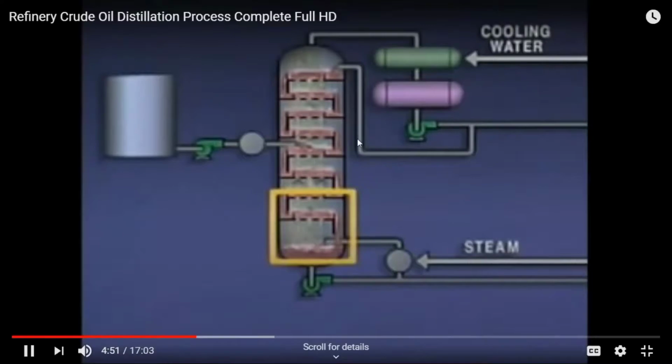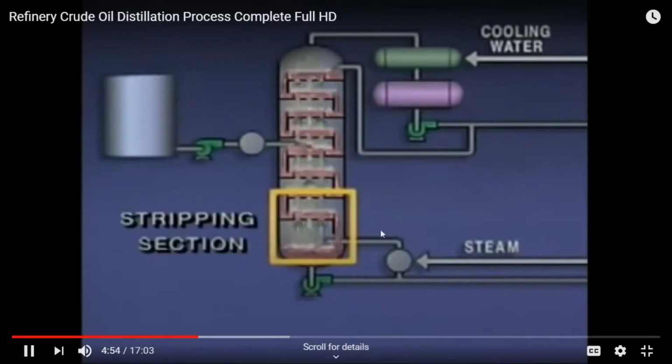You have the rectification section, where you have lighter components, above the flash zone. Below the flash zone is called the stripping section, where we have the heavier components. Lighter components are vapors stripped from the heavier.